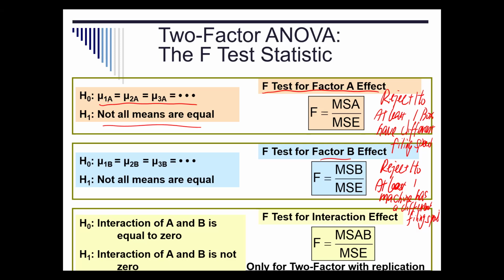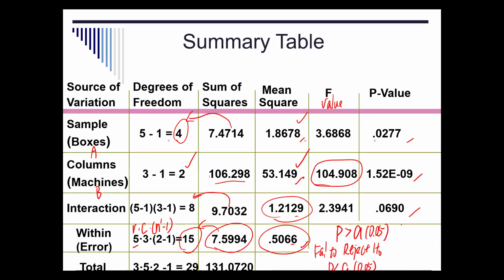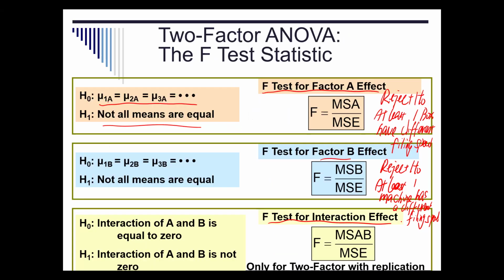So the last one we failed to reject. The third test is the test for the interaction effect. And since the p-value is larger than alpha, right? Alpha is 0.05. So fail to reject H0, meaning the interaction of A and B equals 0. So that's basically all 3 F tests for the 3 different effects: factor A, factor B, and then interaction.